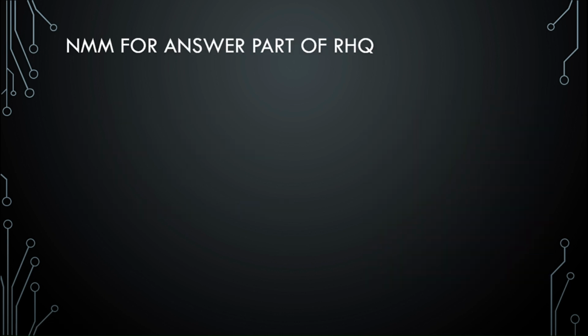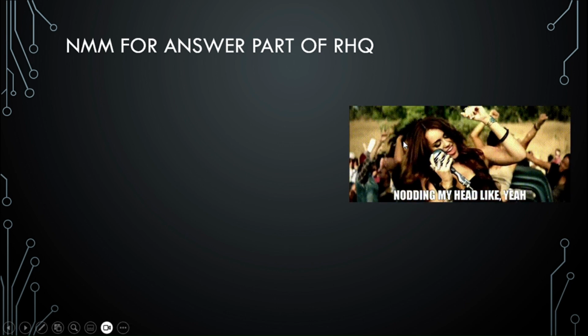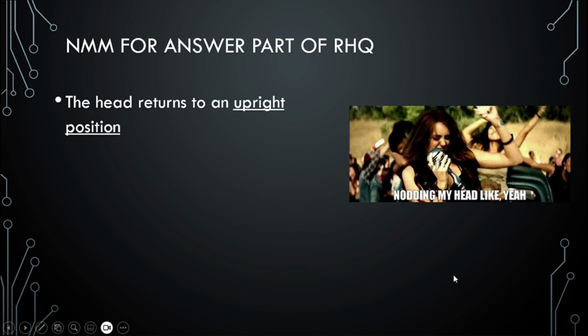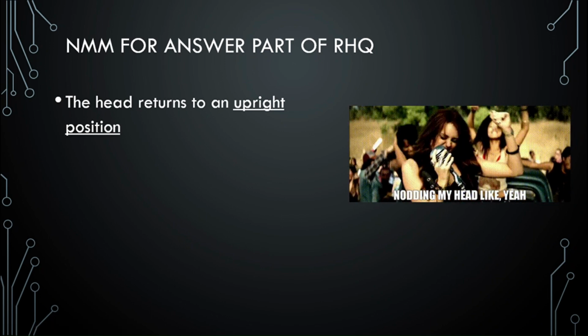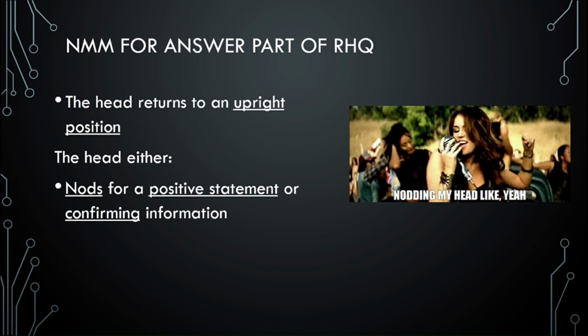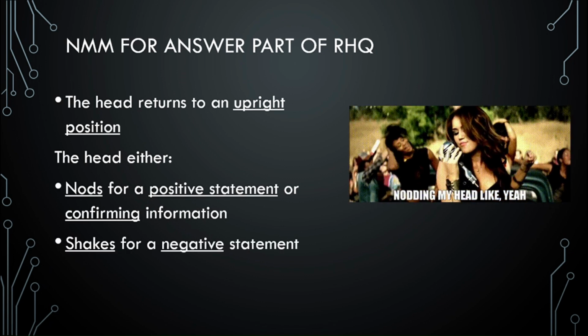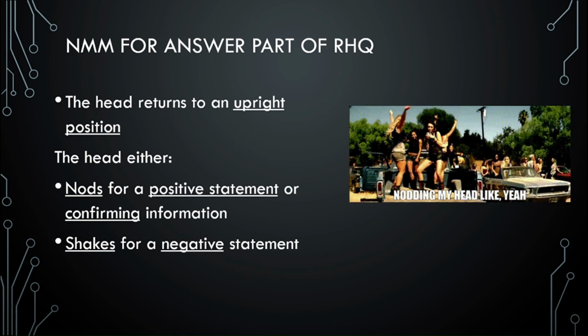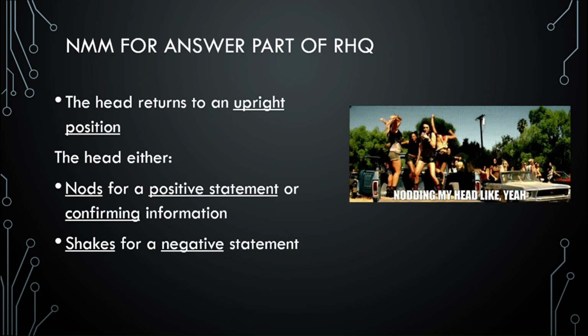Now the non-manual markers for the answer part of a rhetorical question. So we just talked about the question. Now we're talking about the answer. You had your head tilted a little bit. Now you're going to put it upright. And your head is either going to do a nod or it's going to shake. So two options for your non-manual marker in the answer: nodding your head or shaking your head.